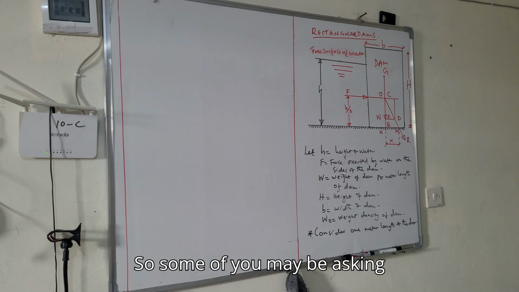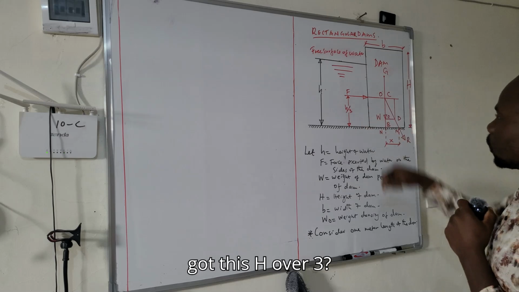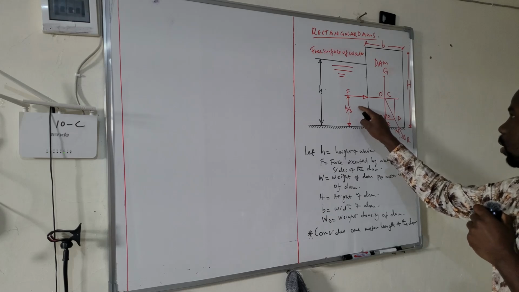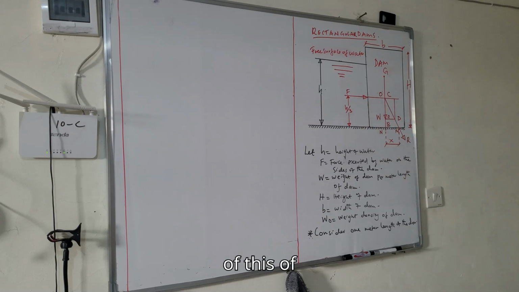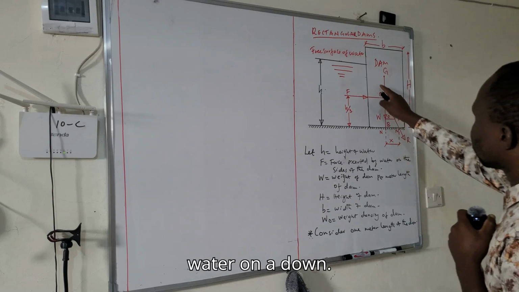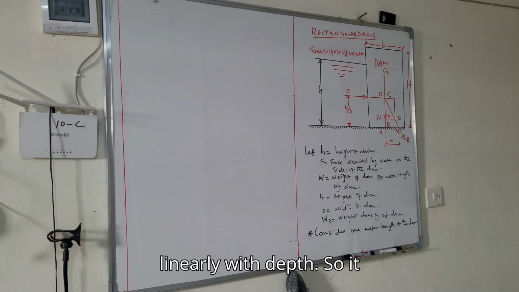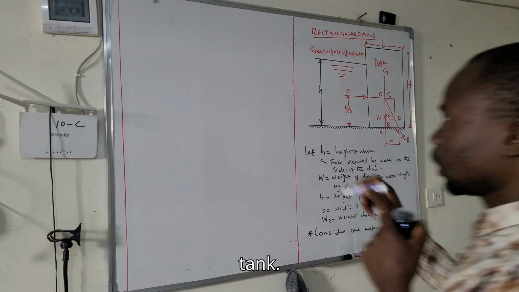Some of you may be asking yourselves, where did I get this h over 3? h over 3 is the centroid of the pressure of water on a dam. So in physics, we know that pressure increases linearly with depth. So it means if you have water in a storage tank, so this is a storage tank.